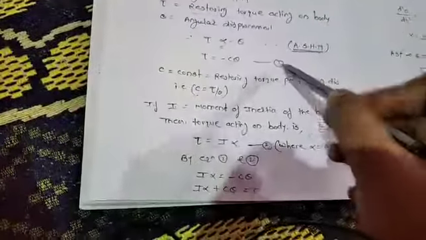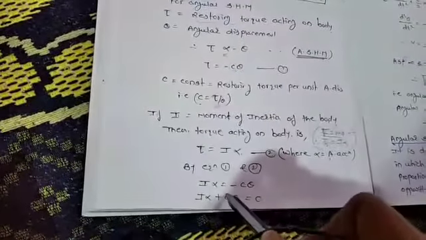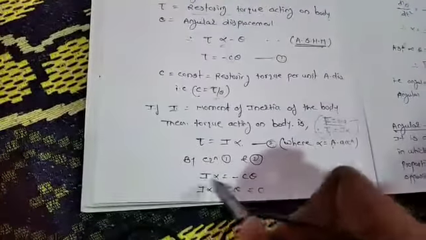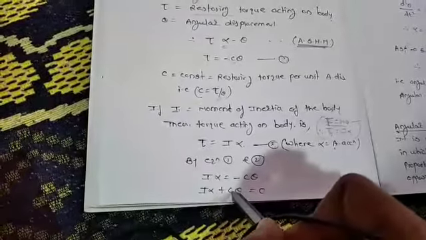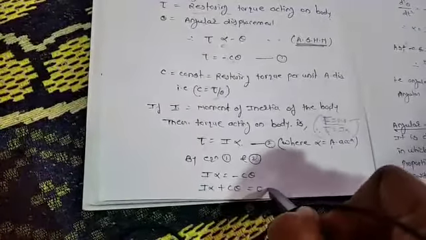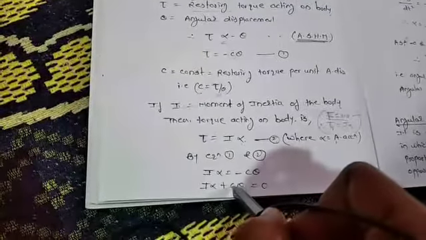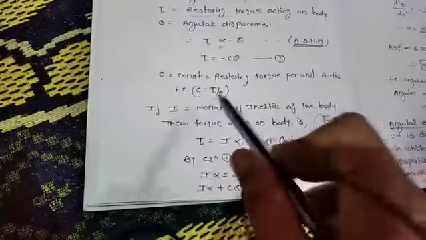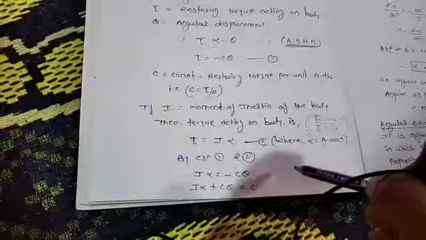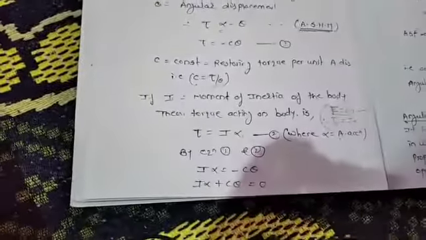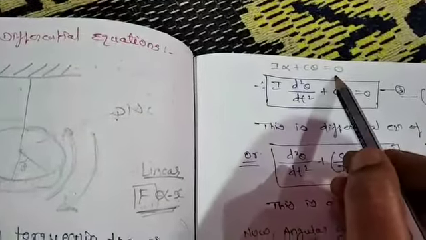Then by equations 1 and 2, the left hand sides are equal, so we can write I alpha is equal to minus C into theta. That is, we can write this equation as I alpha plus C into theta is equal to 0. That is, the moment of inertia into angular acceleration plus the constant of proportionality, tau by theta, into theta is equal to 0. So we got this equation: I alpha plus C into theta is equal to 0.